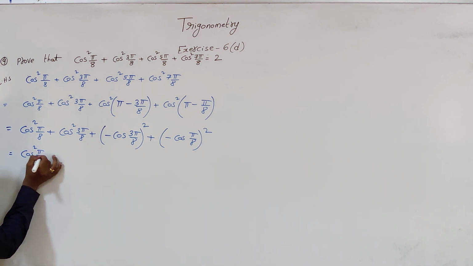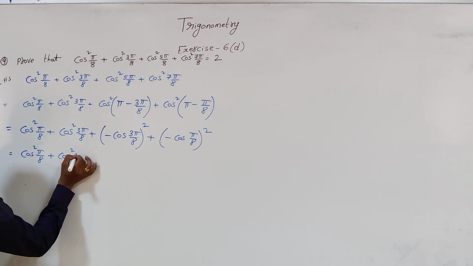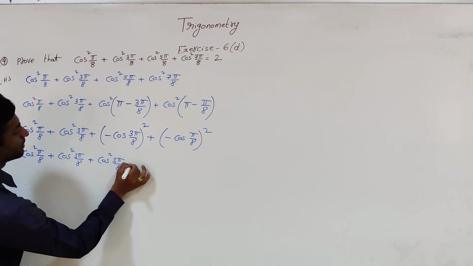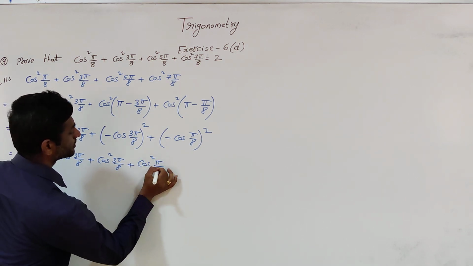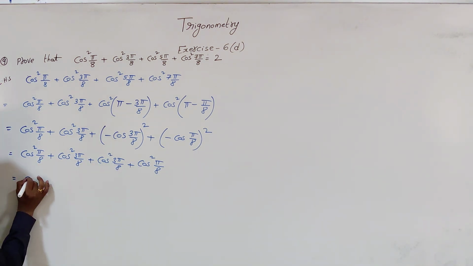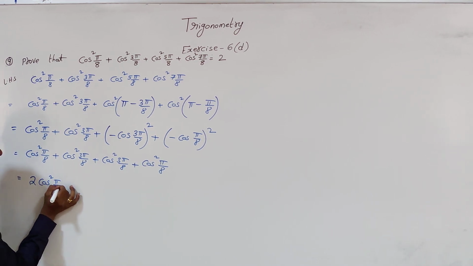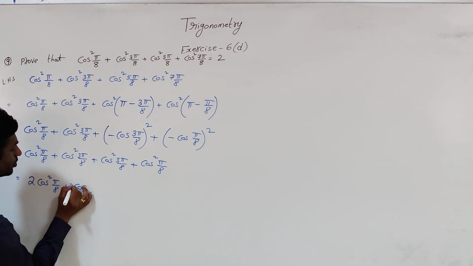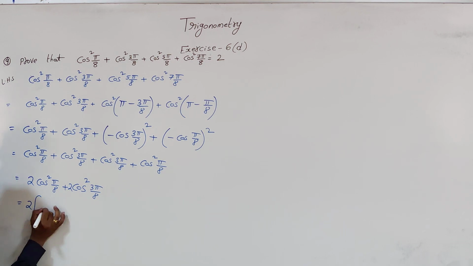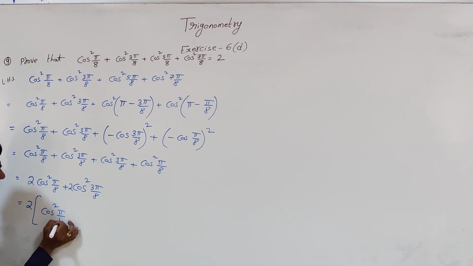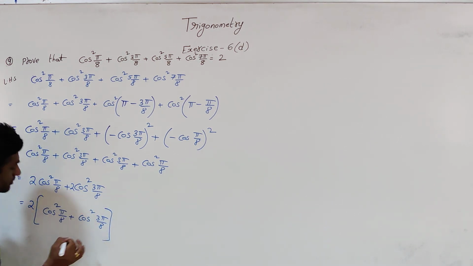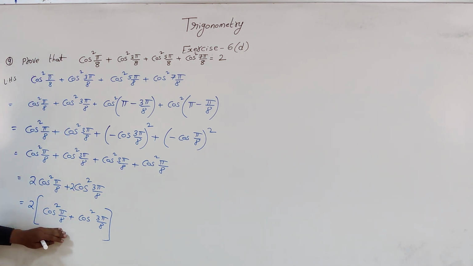Cos square pi by 8 plus cos square 3 pi by 8 plus cos square 3 pi by 8 plus cos square pi by 8. So these two are like terms, we can add up, and these two are also like terms. Which gives 2 cos square pi by 8 plus 2 times cos square 3 pi by 8. If you take the common factor, 2 times cos square pi by 8 plus cos square 3 pi by 8. Means this has reduced to these two terms.